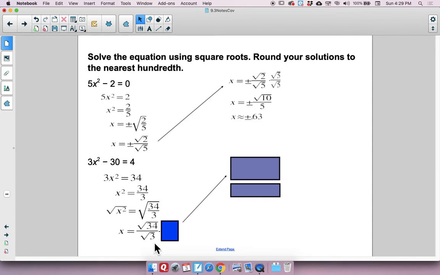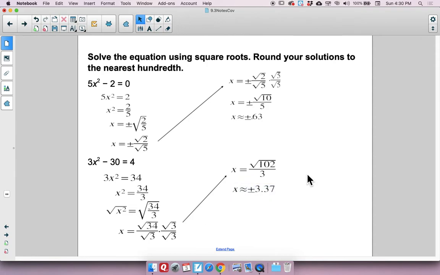Yeah. Could I take the square root of 34 and then just divide it by the square root of 3 on my calculator? Yeah, you could. But I'm just showing you this in case it's a problem where we don't ask you to round. Up top, we know the square root of 34 times the square root of 3 is, we can't break that down. There's no perfect square factors in it. So we get the square root of 102. And then we could take the square root of that divided by 3 on our calculator and get plus or minus 3.37.